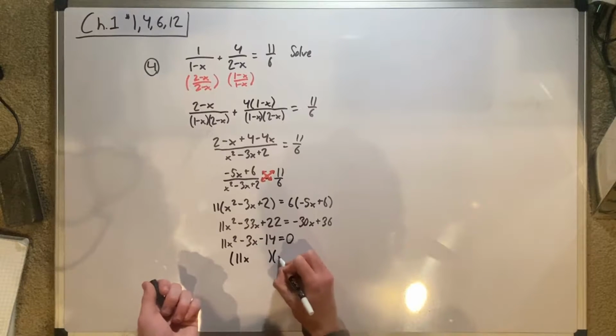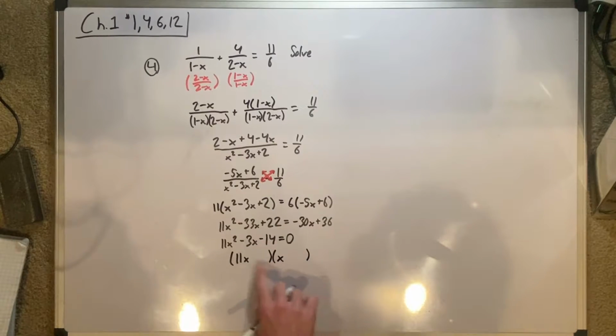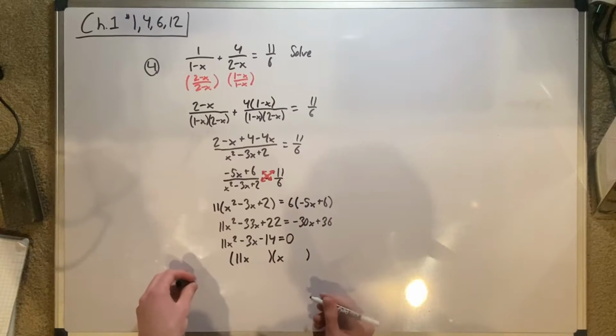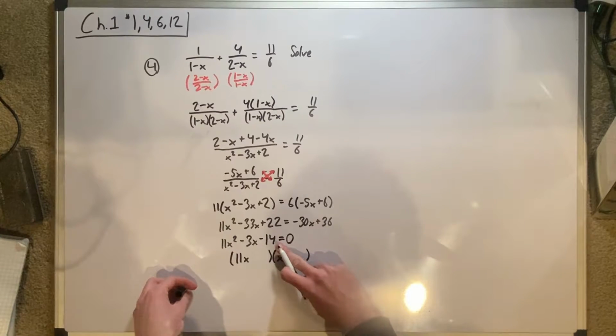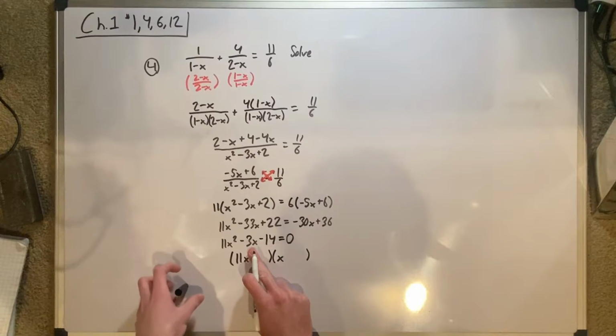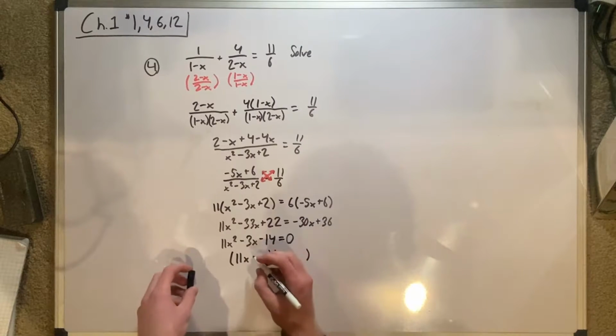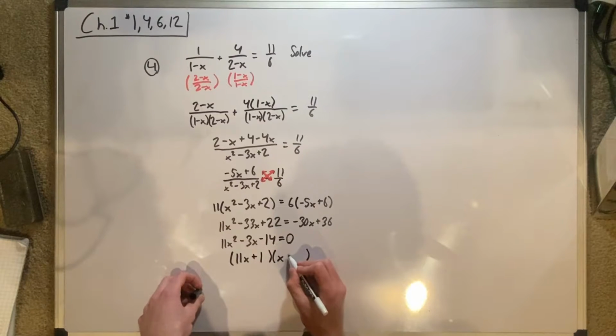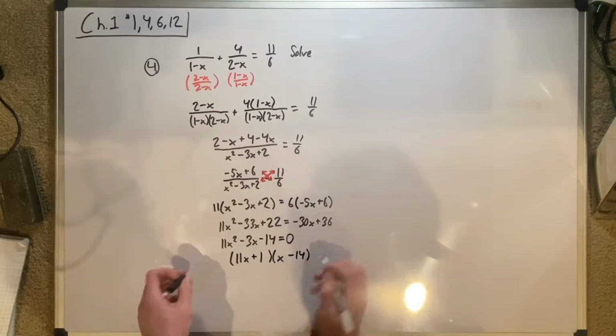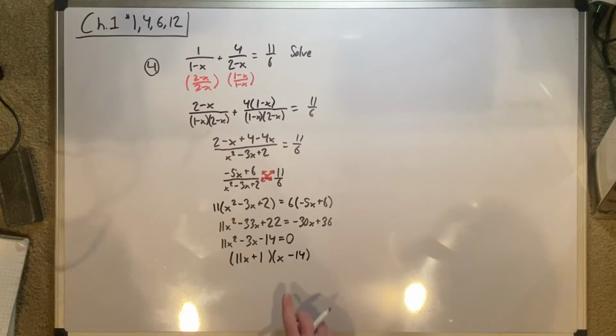11x and x, because those are the only two things that can give you an 11. Now we need to pick two numbers that multiply to 14 and give you a 3 when they're added together. I'm going to pick plus 1 over here and then minus 14, just for sake. We know that one of them has to be minus and one has to be plus, because if it weren't like that, this would not be a negative sign.